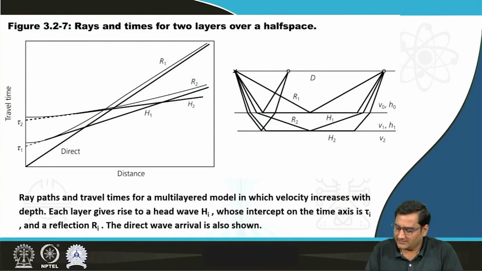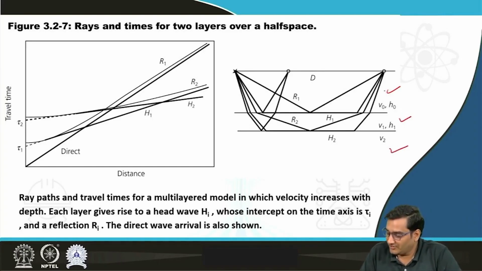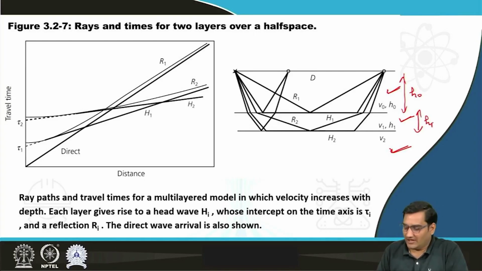Now this is the case of two layers over a half space. This is layer 1, this is layer 2, and there is a half space here. The velocity of the top layer is v0, the layer in the middle is v1, and the half space velocity is v2. The thickness of the top layer is h0, and the thickness of the second layer is h1. Now you can see there is this source here, and from the source the ray is going downward and getting reflected and being recorded at the receiver.